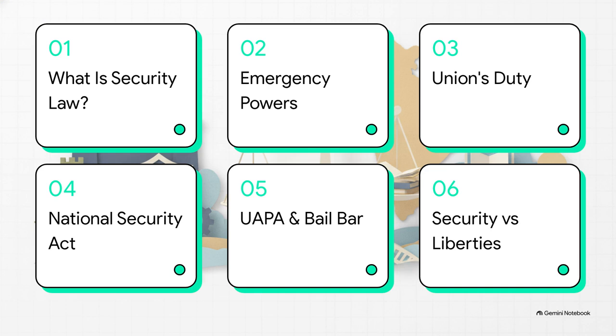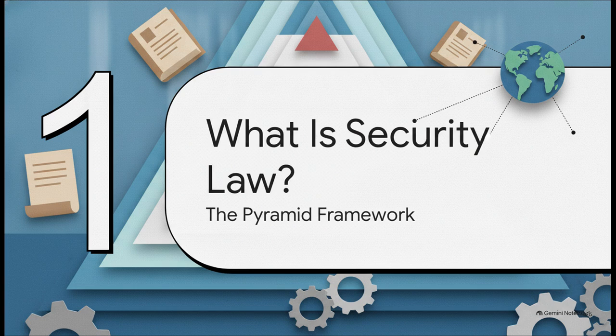So here's our roadmap for today. We'll be covering what security law actually is, constitutional emergency powers, the Union's duty under Article 355, the National Security Act, UAPA, and the bail bar, and finally, wrap it up with security versus civil liberties. All right, let's get into Section 1.